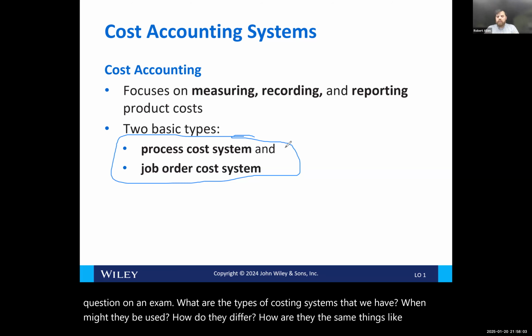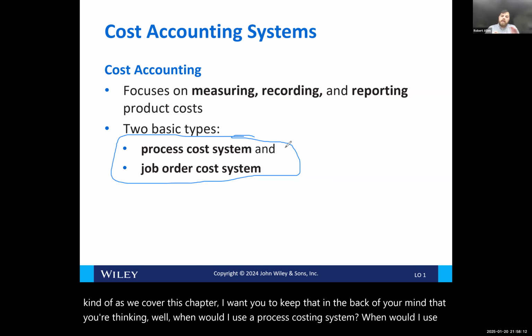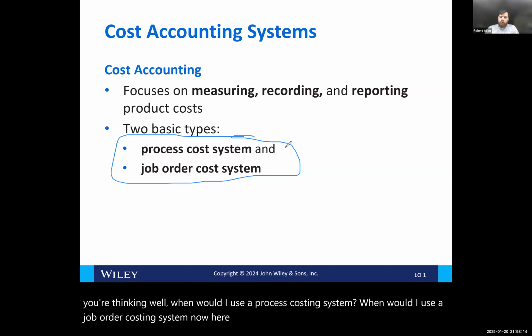So as we cover this chapter, I want you to keep that in the back of your mind, that you're thinking, well, when would I use a process costing system? When would I use a job order costing system? Now, here at LSU, we really focus on the job order costing.